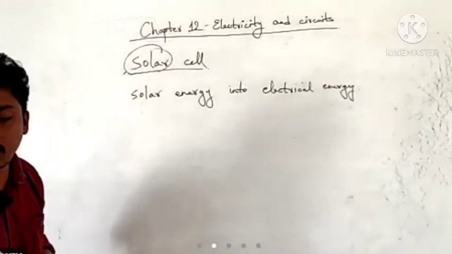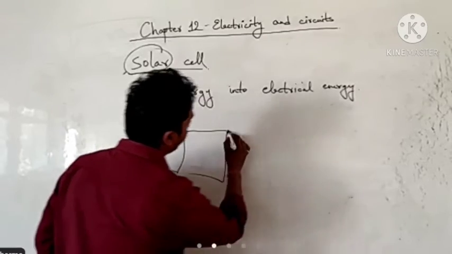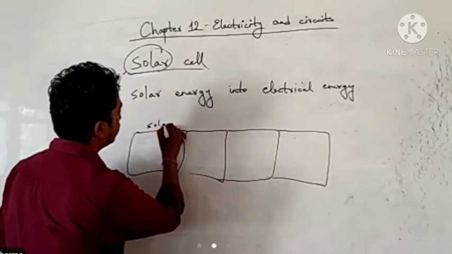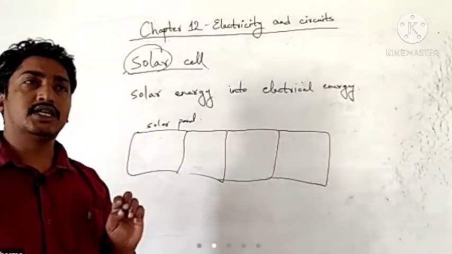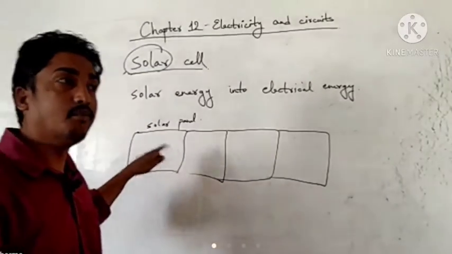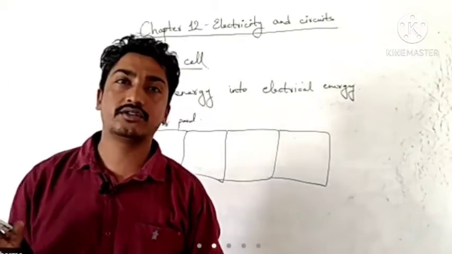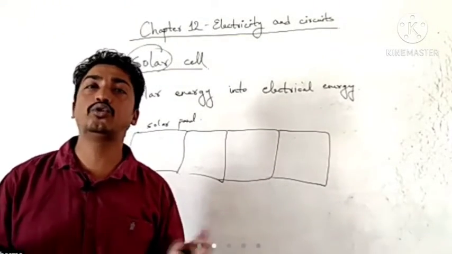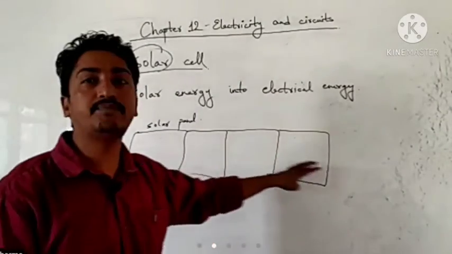So solar panels are used for producing electricity. There are different solar panels. As we can see, this is a solar panel. It's almost square or rectangular in shape. It is mostly placed on roofs, or where direct sunlight falls, and in places where there is no stored electrical energy, these solar panels are used.